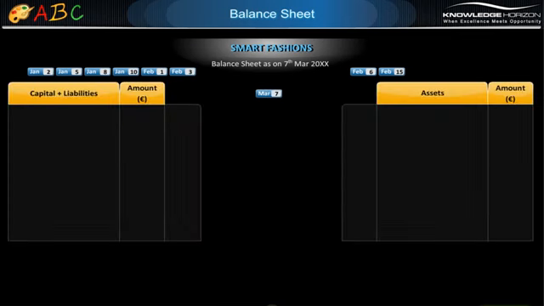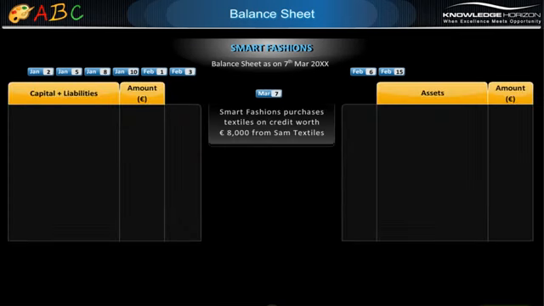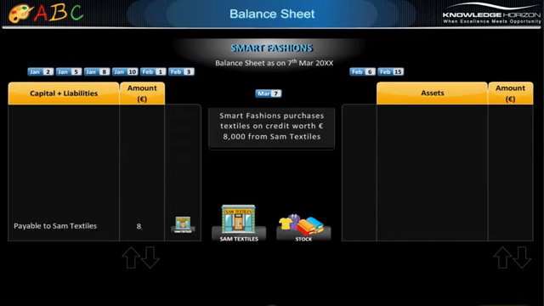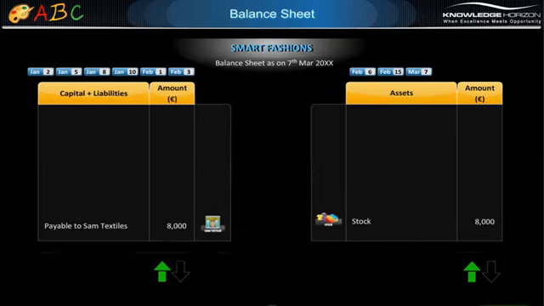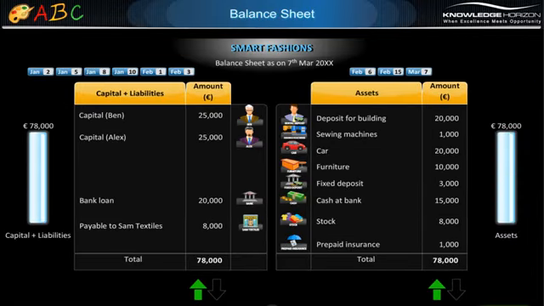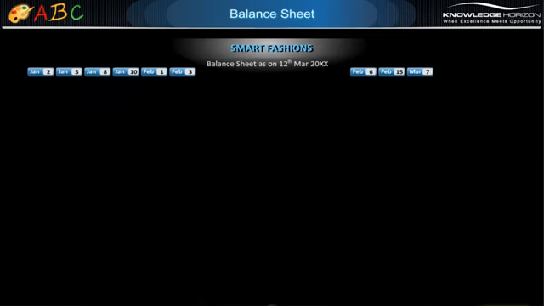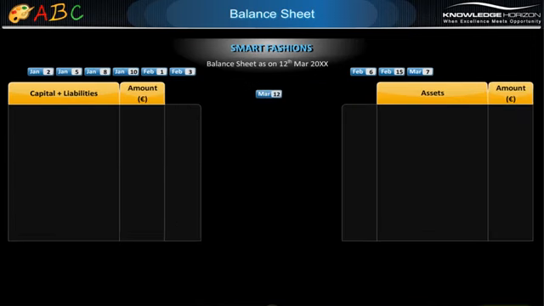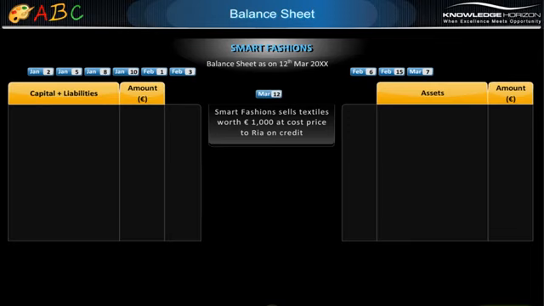On 7th March, Smart Fashions purchases textiles on credit worth €8,000 from Sam Textiles. The credit purchase creates a liability in the name of Sam Textiles, which increases the total liabilities. Textiles is added as stock, which increases the total assets. Both sides of the balance sheet now total €78,000.